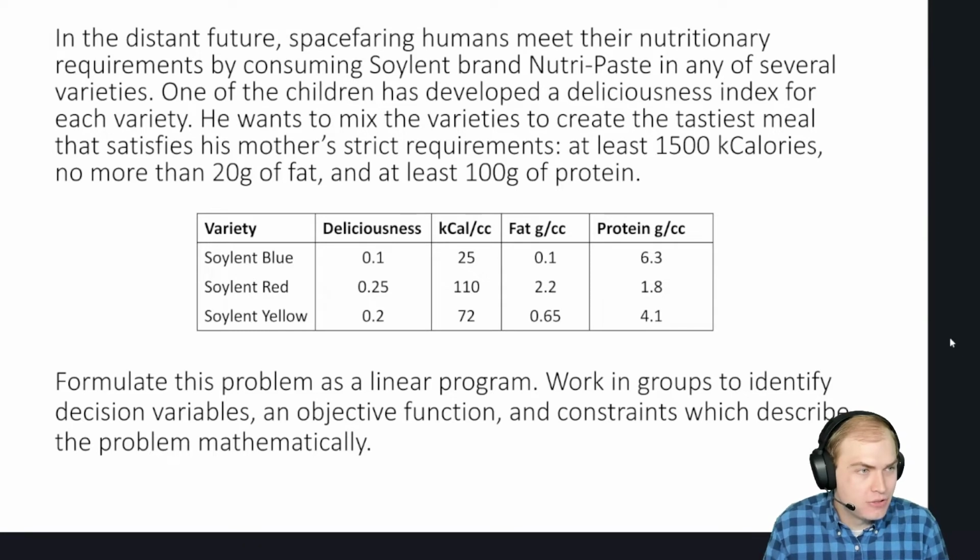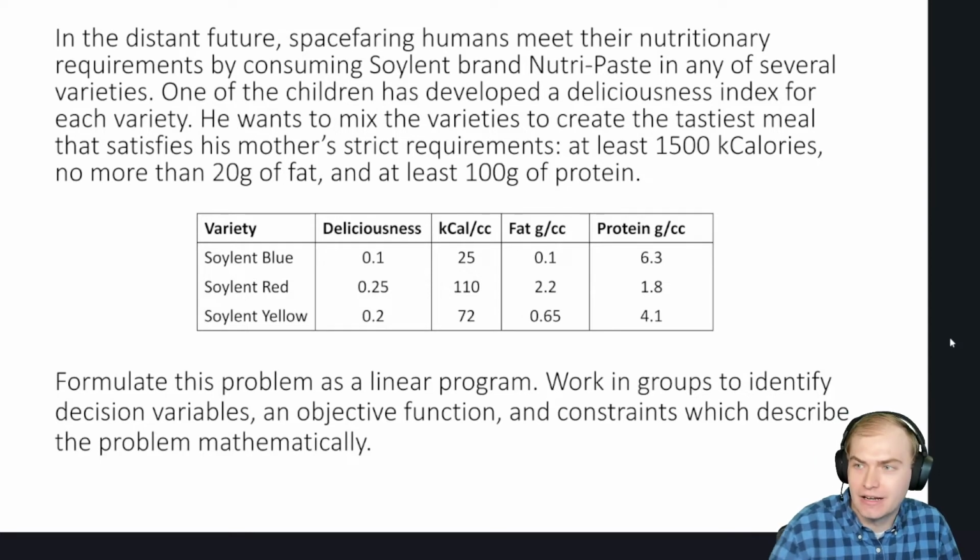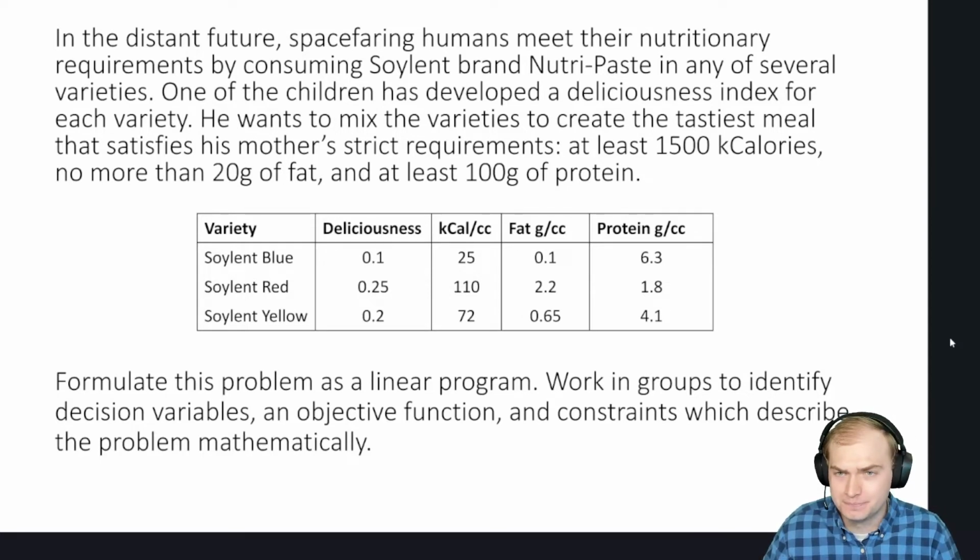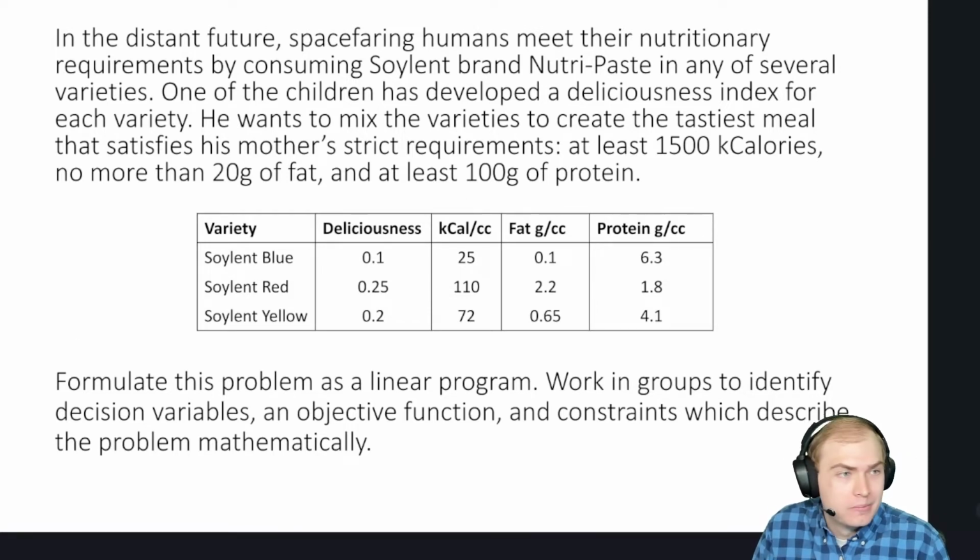So in the distant future, some spacefaring humans are on a spaceship. They eat Soylent brand NutriPaste. There's a few varieties of it, but one of the children on board has a sweet tooth, and he's developed a deliciousness index for each of the varieties that they have on board. And he wants to mix the different varieties to create the tastiest meal that satisfies his mom's requirements.